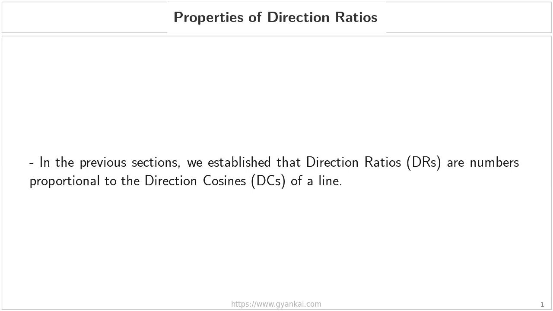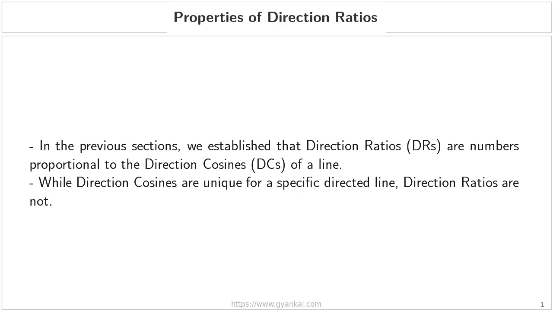Welcome back, everyone. Before we dive into today's new topic, let's take a moment to recap what we've already covered. In our previous lessons, we established a fundamental connection: that direction ratios, or DRs, are simply numbers that are proportional to the direction cosines, which we call DCs, of a line. Now, there is a very important distinction you need to keep in mind.